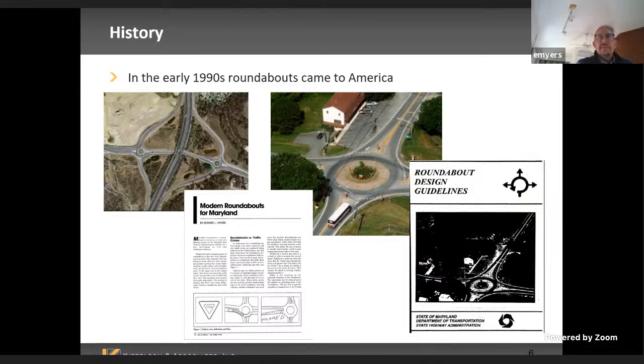And in the 1990s, we probably built, I'm going to say 30 or so roundabouts in the state of Maryland. And Maryland was the first state in the country to develop a roundabout program. The picture in the lower left is Modern Roundabouts for Maryland. That was actually a paper that I wrote, I believe in 1992. It was before the first roundabout was built, but I could see at the time that roundabouts were going to have quite a future in the US and be a much safer intersection alternative.